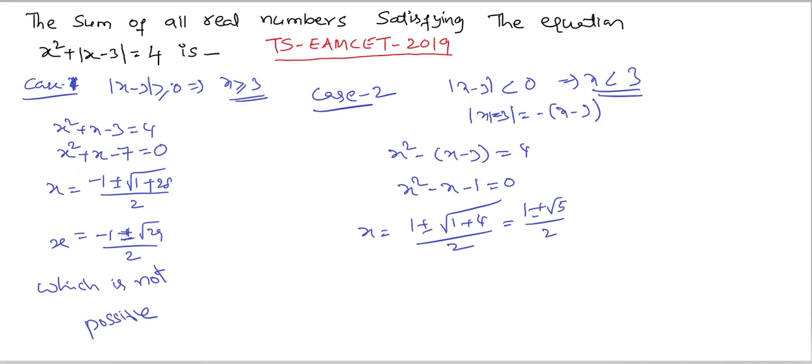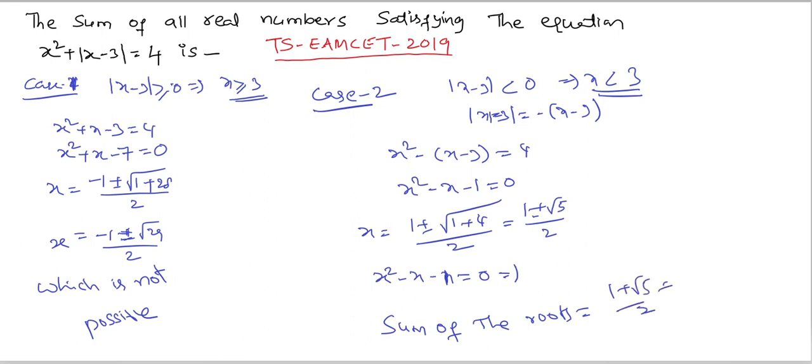So here the quadratic equation is x square minus x minus 1 is equal to 0. The sum of the roots: the first root is 1 plus root 5 by 2 and the second root is 1 minus root 5 by 2, that is equal to, taking the LCM, root 5 cancels, 2 by 2 is equal to 1. The sum of the roots of the equation is 1.